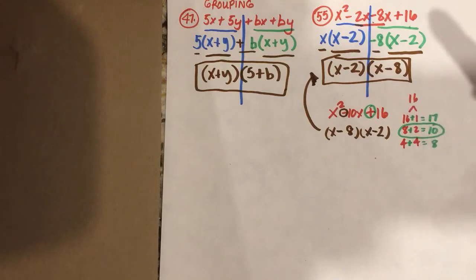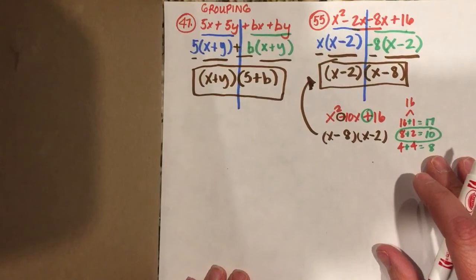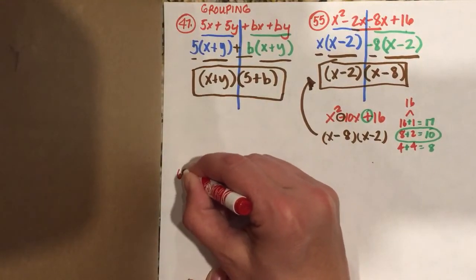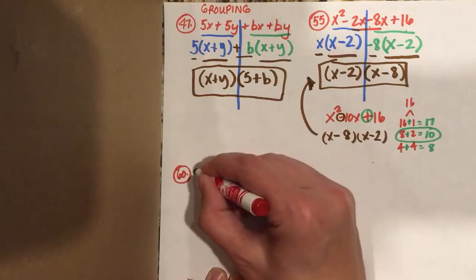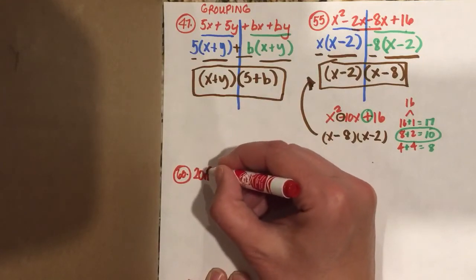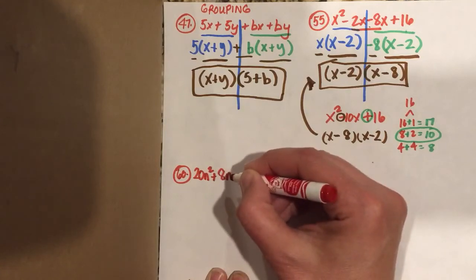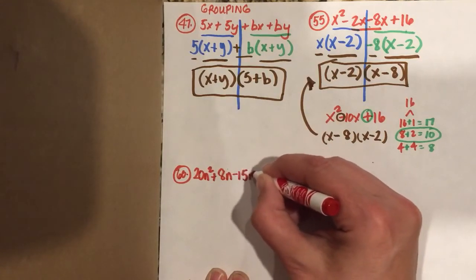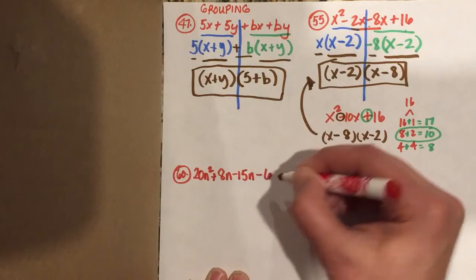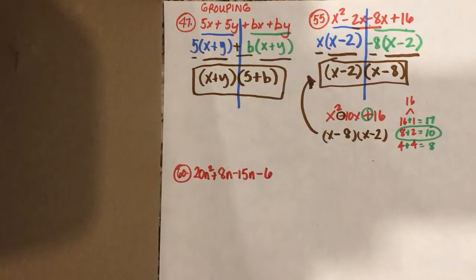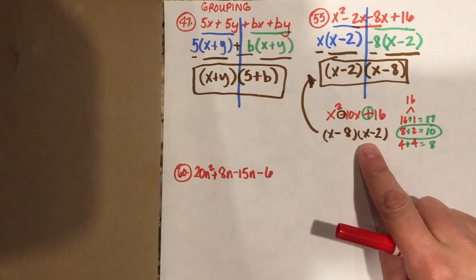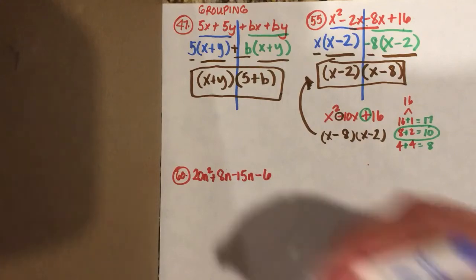We also sometimes will have examples like number 60. So I'm going to do one more example of grouping. Number 60 is 20n squared plus 8n minus 15n minus 6. And once again, we've got a situation with grouping. You could combine the 8n and the 15n if you wish and use our regular factoring format, but let's just solve by grouping here. Let's factor this by grouping.